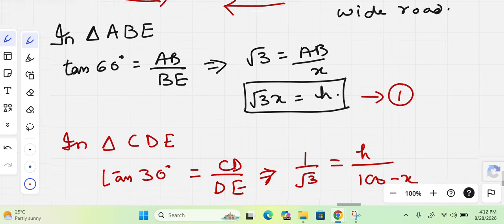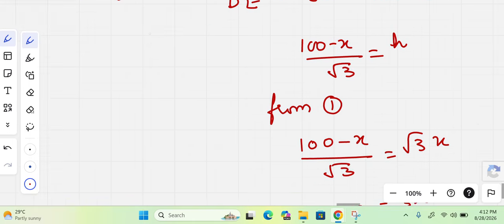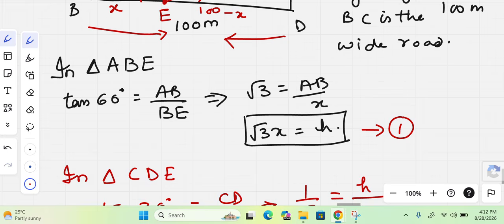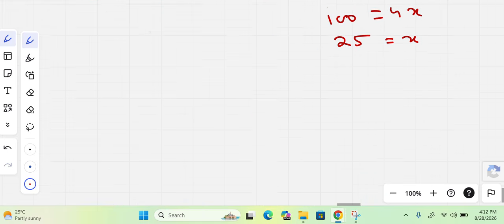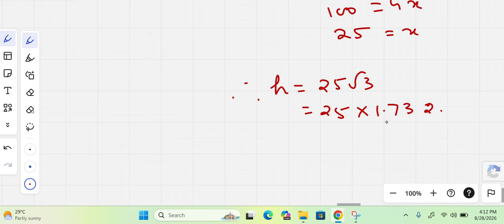So if x is 25, how much is h? We are finding h. h is root 3 into 25, isn't it? Exactly. So that is 25 into 1.732, do it and find the value.